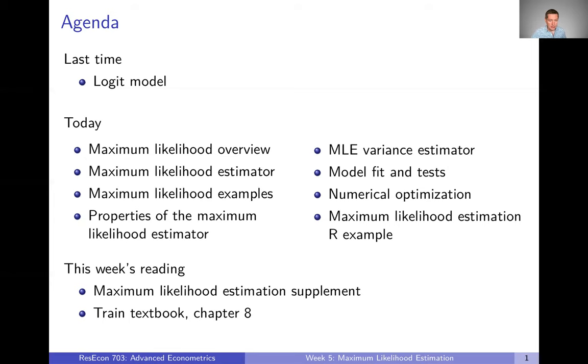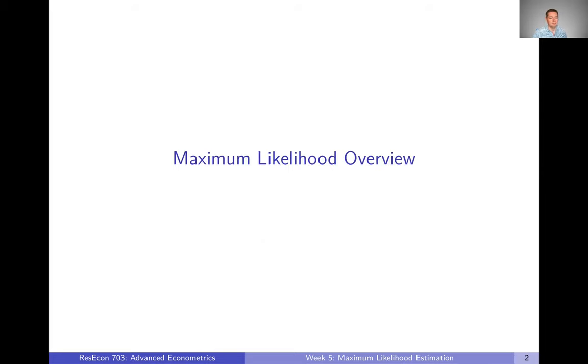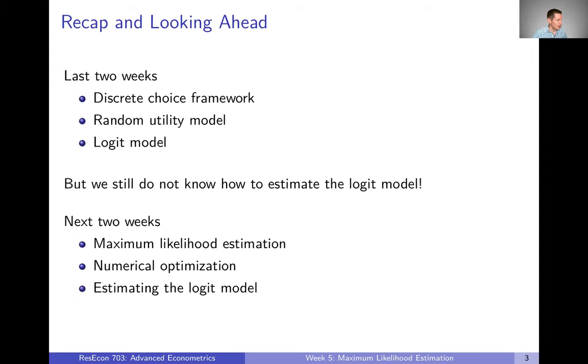The reading this week, I have about 8 pages or so, maybe 10 pages of notes on maximum likelihood for you to look at. And then also chapter 8 in the Train textbook. That's the bit on numerical optimization. So each one of those topics will be its own video. Some of them will be short. It seems like a lot of videos, but it won't be a lot.